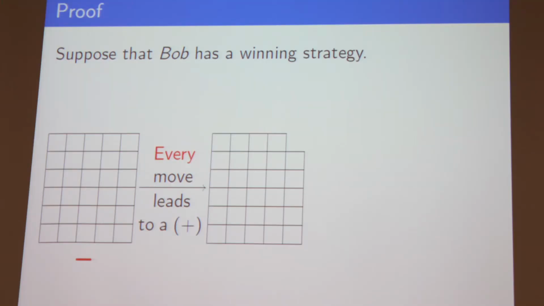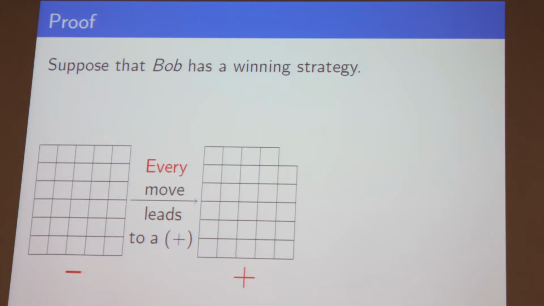To the move where Alice takes out the top right square. So we know that every move leads to a winning position. No matter how you play, you're going to bring your opponent to a favorable position. Therefore, this particular move brings Bob to a winning position. This is a plus. What do we know about the winning position? Now Bob is at the winning position. This is with a plus.